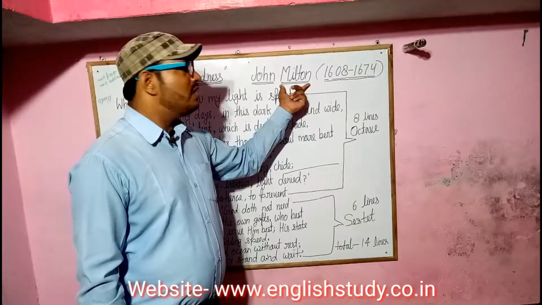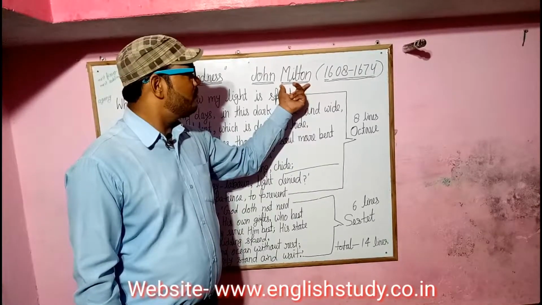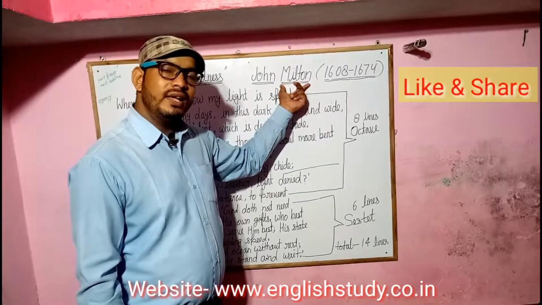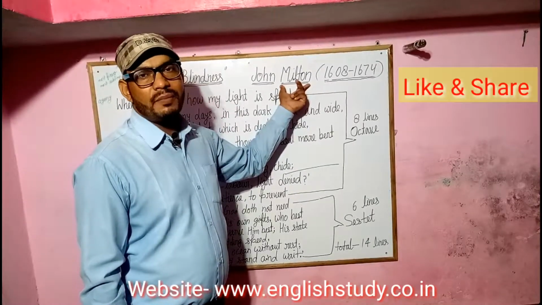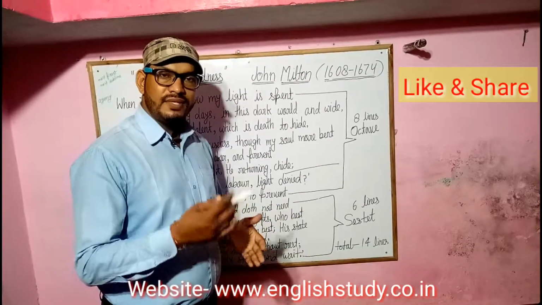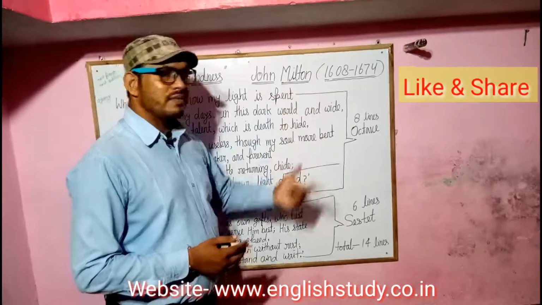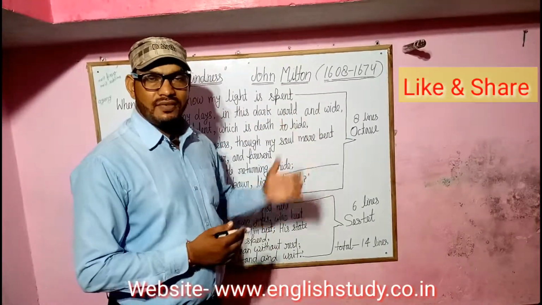Milton, before he became 44, had lost his eyesight. He became completely blind. It is supposed that at that time a man lived about 80 plus years. So Milton supposed that 44 is the half of his life.